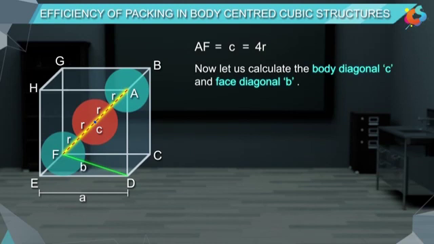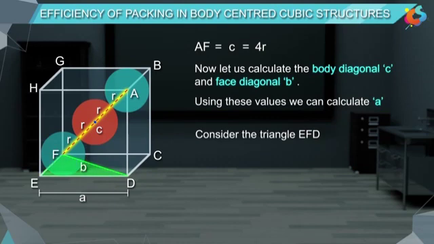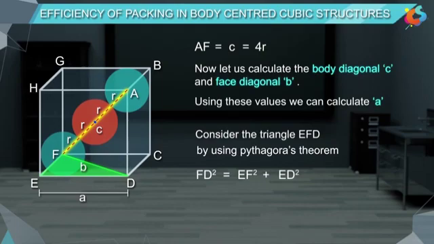Now let us calculate the body diagonal c and face diagonal b. Using these values, we can calculate a. Let us consider the triangle EFD. By using Pythagoras theorem, we have FD square is equal to EF square plus ED square. b square is equal to a square plus a square. b square is equal to 2a square. Therefore, b is equal to square root of 2a.